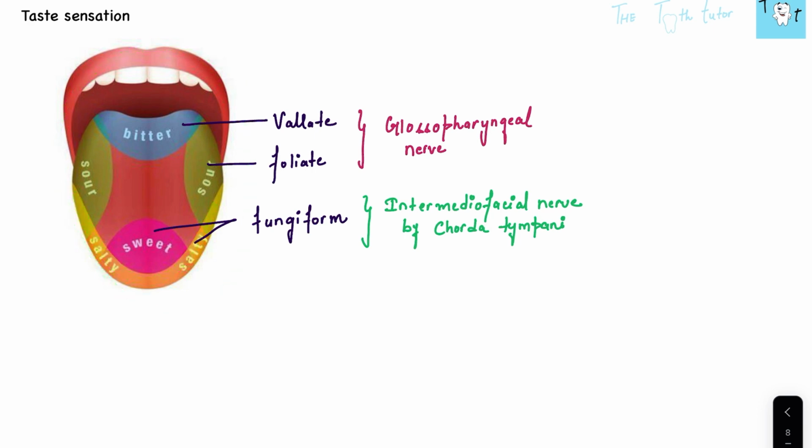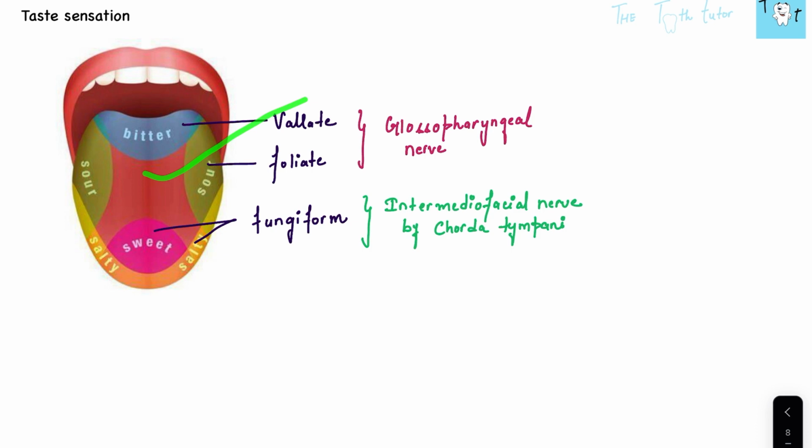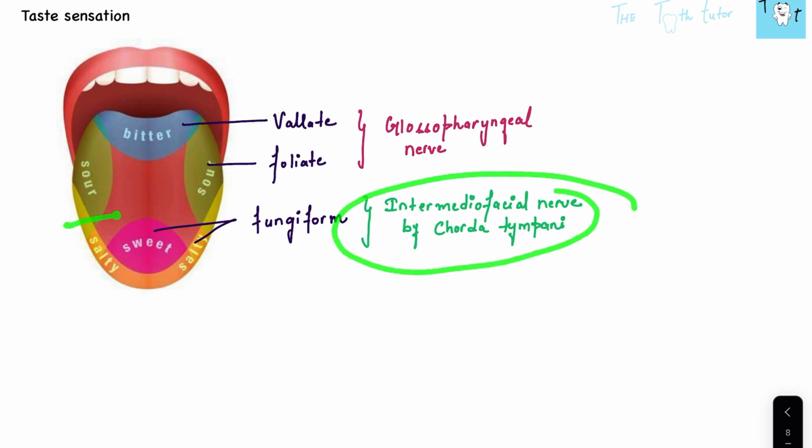Now, how this correlates with our papillae is that the theory suggests that we detect bitter taste through vallate papillae, okay, sour through foliate papillae, and sweet and salty through fungiform papillae. Okay, so this is what the theory says. It is not entirely accurate, but we also know that the vallate and the foliate papillae are supplied by glossopharyngeal nerve. Okay, this is the posterior part, and then the fungiform papillae, which detect sweet and salty taste, are supplied by intermediate facial nerve, or you can just write chorda tympani.